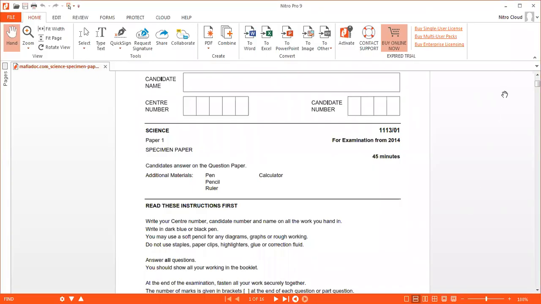Good morning, year 8. Today we're going to solve specimen 2014. I will give you 30 minutes to solve it and then we will correct it together.